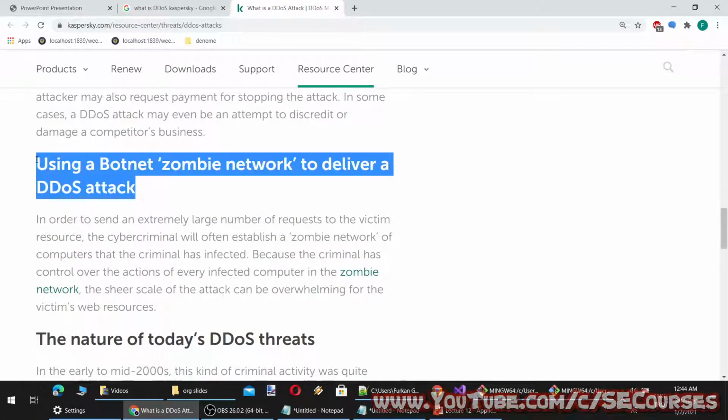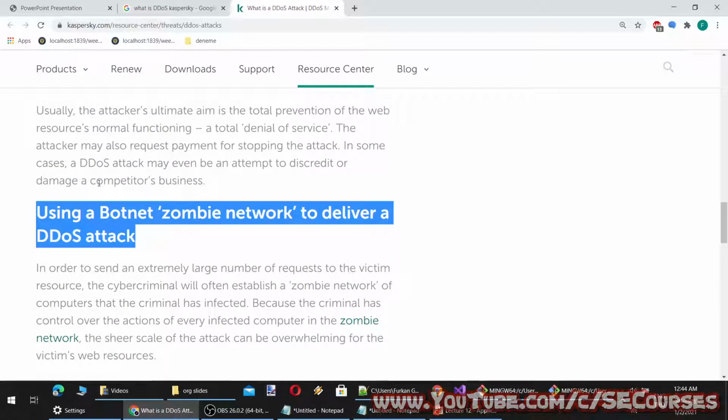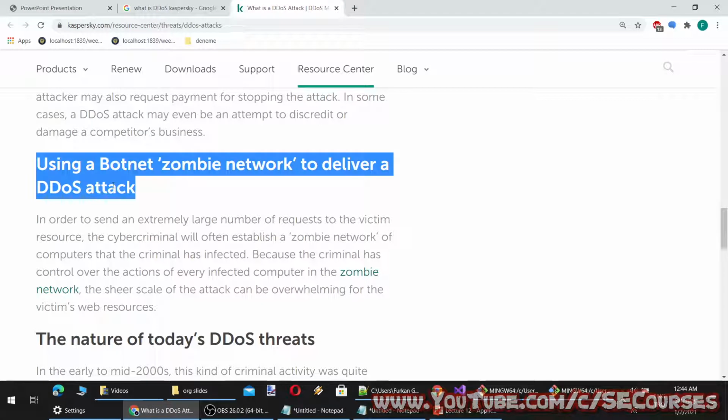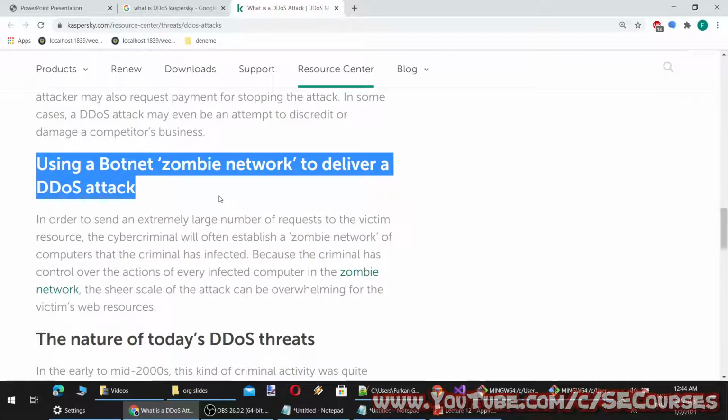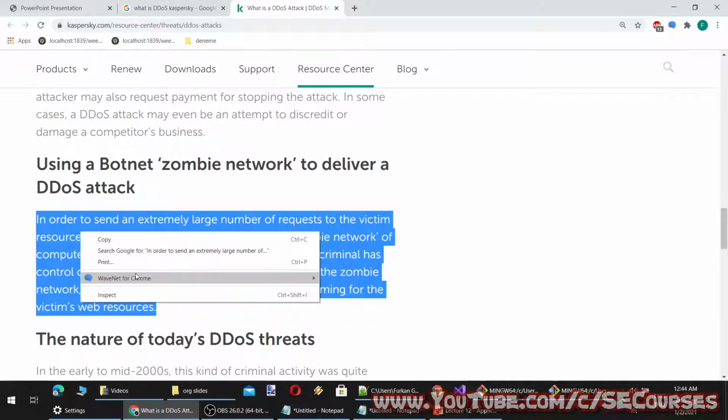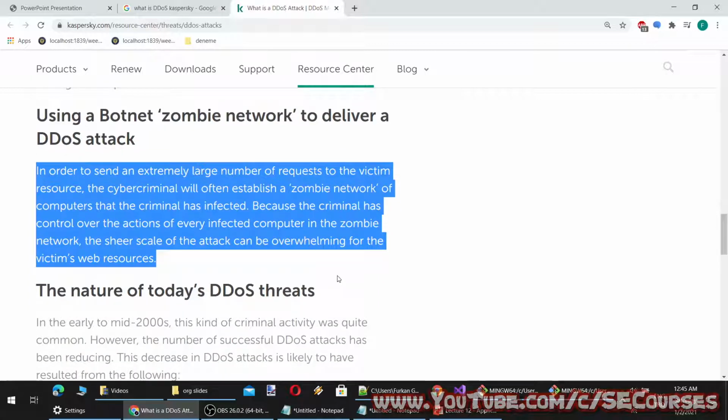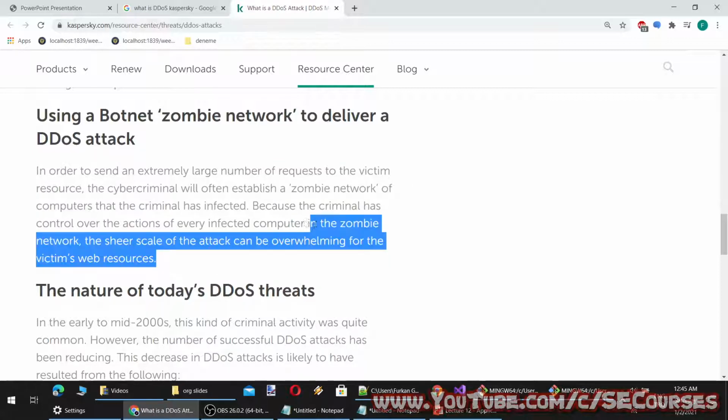You see, if you want to take down your competitor, then you can rent a botnet to attack your competitor's website, web service, or whatever, and take him out of your competition. An example: this is illegal, hideous, but it can be done. Using a botnet zombie network to deliver a DDoS attack. In order to send an extremely large number of requests to the victim resource, the cybercriminal will often establish a zombie network of computers that the criminal has infected. Because the criminal has control over the actions of every infected computer in the zombie network, the sheer scale of the attack can be overwhelming for the victim's web resources.